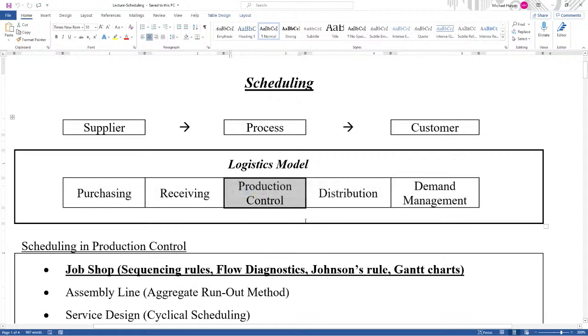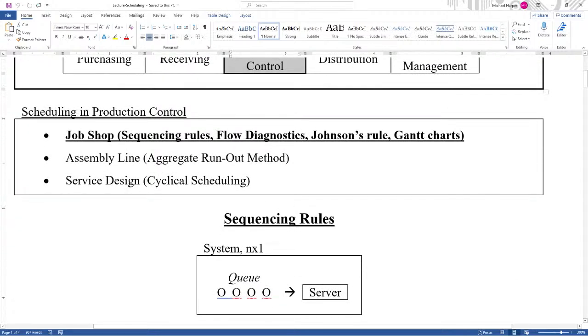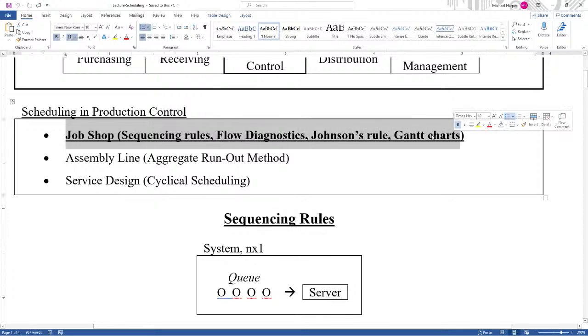Today, in this lecture, we'll be looking at production control. I'll be dividing this up into 3 different sections. Job shop scheduling, which I'll look at sequencing rules, flow diagnostics, Johnson's rule, and Gantt charts. That's the subject of this video.